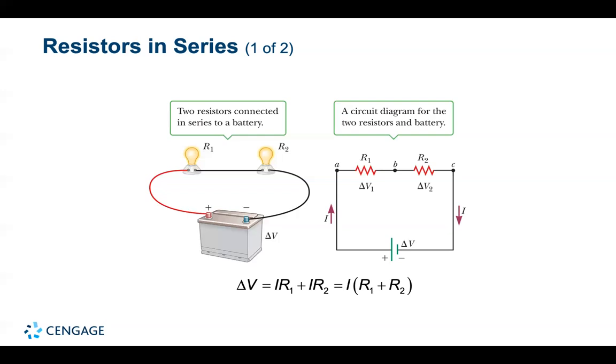Because the potential difference between A and B in the middle figure equals IR1, and the potential difference between B and C equals IR2, the potential difference between A and C is given by the equation that we're showing. It doesn't matter how many resistors we have in series. The sum of the potential differences across the resistors is equal to the total potential across the combination. The result is a consequence of the conservation of energy.